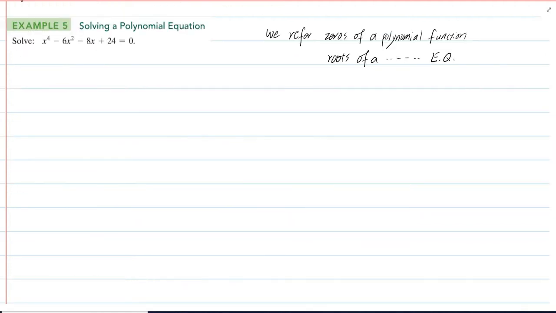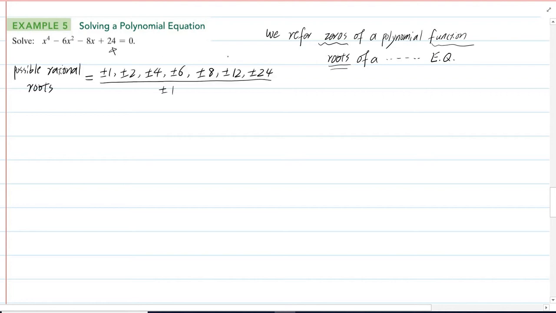Okay, example 5, solving a polynomial equation. Here we have to remember, we refer to zeros of a polynomial function, and then we use the roots for polynomial equations. So let's take a look at this polynomial equation. Here we have all the possible rational roots right here. We wrote it really quickly. In this case, we're going to have a lot of them. We're going to use a graphing calculator. By using a graphing calculator, we can actually find the first root.